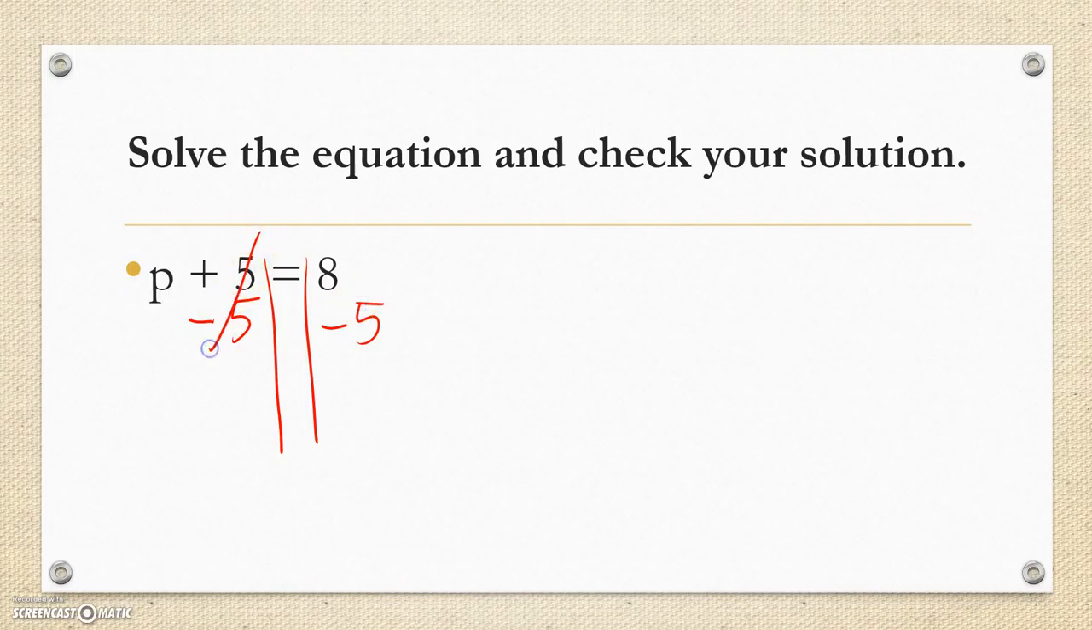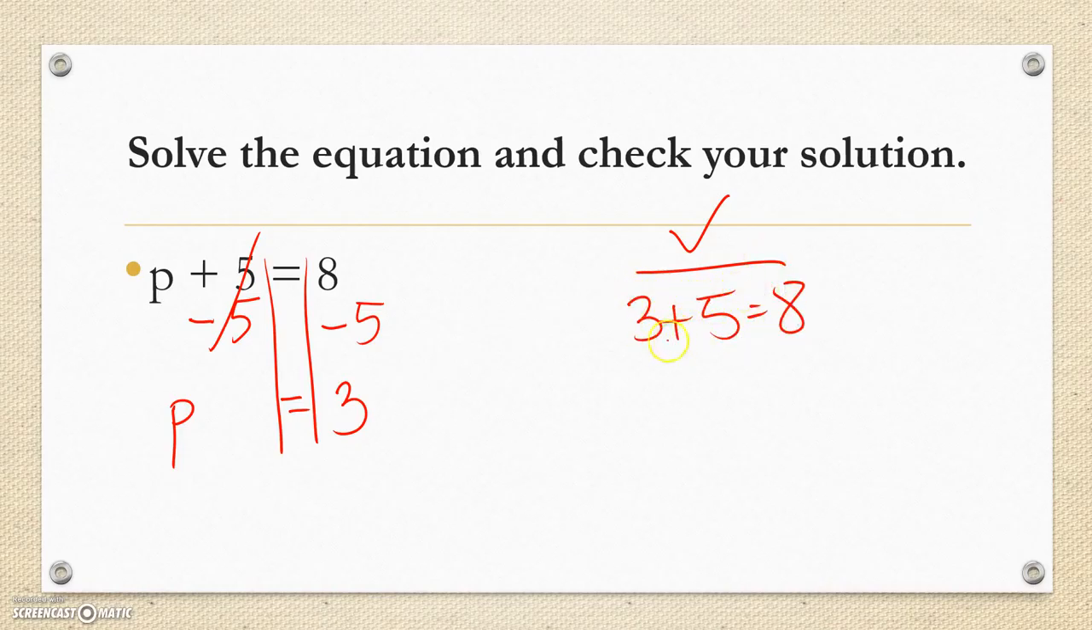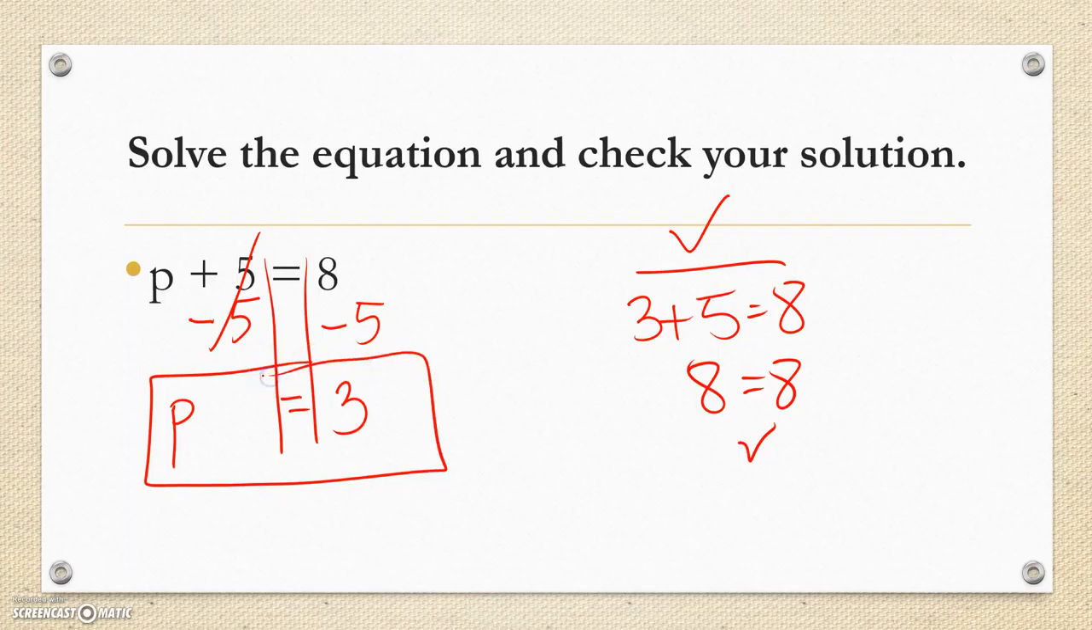So those 5's on the left cancel out. I'm left with just p on the left. Drop down the equal sign. 8 minus 5 gives me 3. Again, I'm going to do a check step. Plug this 3 back into the original problem. We say that 3 plus 5 equals 8. The sum of 3 and 5 is 8. 8 equals 8. We know we're right, so we can box the answer p equals 3.